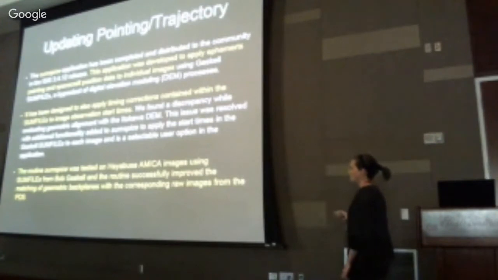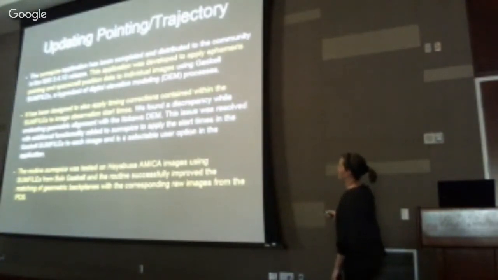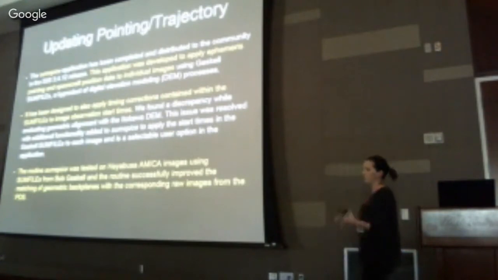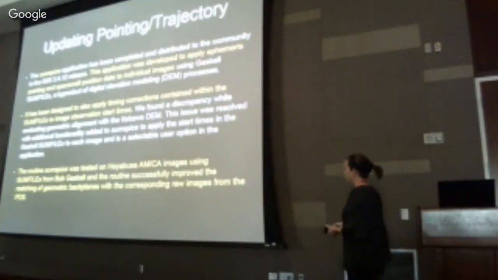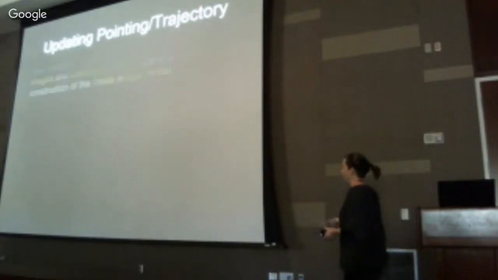It is also designed to improve the timing, so it can be used to update the timing from the PDS image to the time calculated by Bob Gaskell. This allowed us to basically improve the matching between the geometric backplanes and the images. So we successfully tested this on the data set and improved the backplanes, and we have a pretty good match between backplanes and images now.